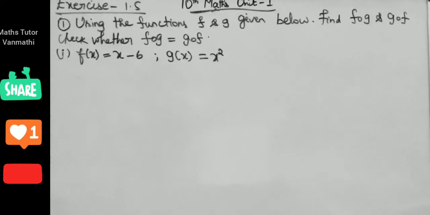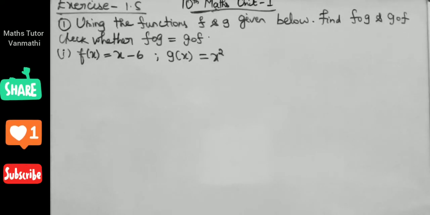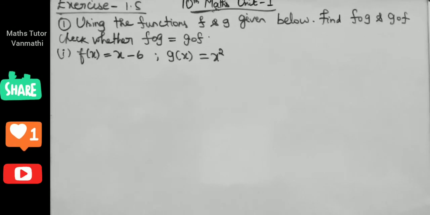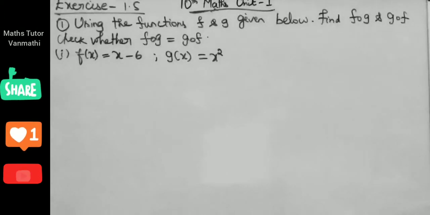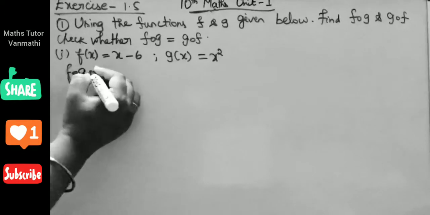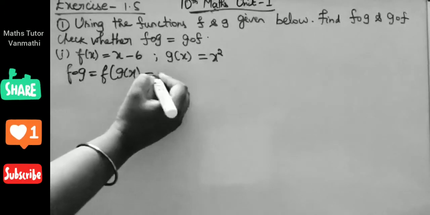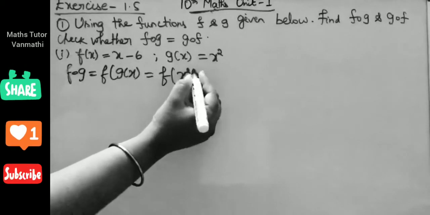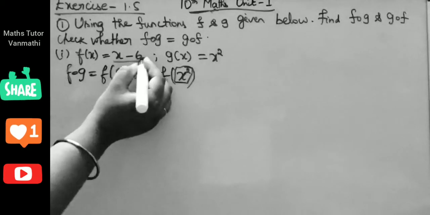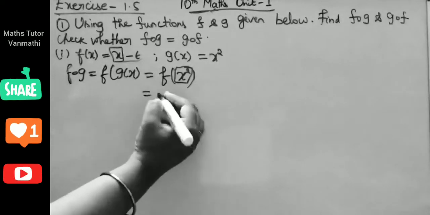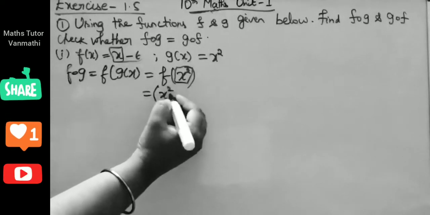This is your exercise 1.5. Here we are going to find f composite g and g composite f using the given values of f of x and g of x, and also we are going to check whether f composite g is equal to g composite f or not. First problem is f of x equal to x minus 6 and g of x is equal to x square. So we can take first f composite g. So f of g of x is nothing but your x square. Next f of x is nothing but your x minus 6. So replacing this value in the place of x, then you get x square minus 6.